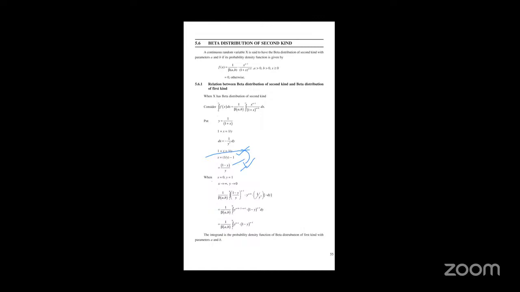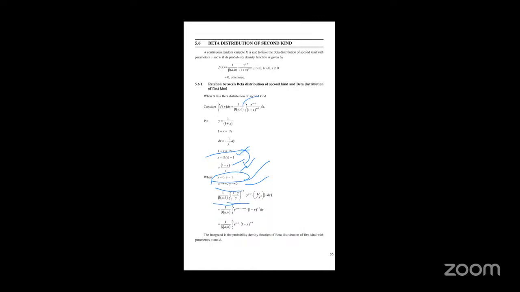When x is equals to 0, we get y is equals to 1. So the limits: x tends to infinity as well as y tends to 0. So we will take the probability density function first, 1 by beta of a comma b, integration from 0 to 1, because we are taking 0 and 1 as the y values. So we'll substitute in the integration part.